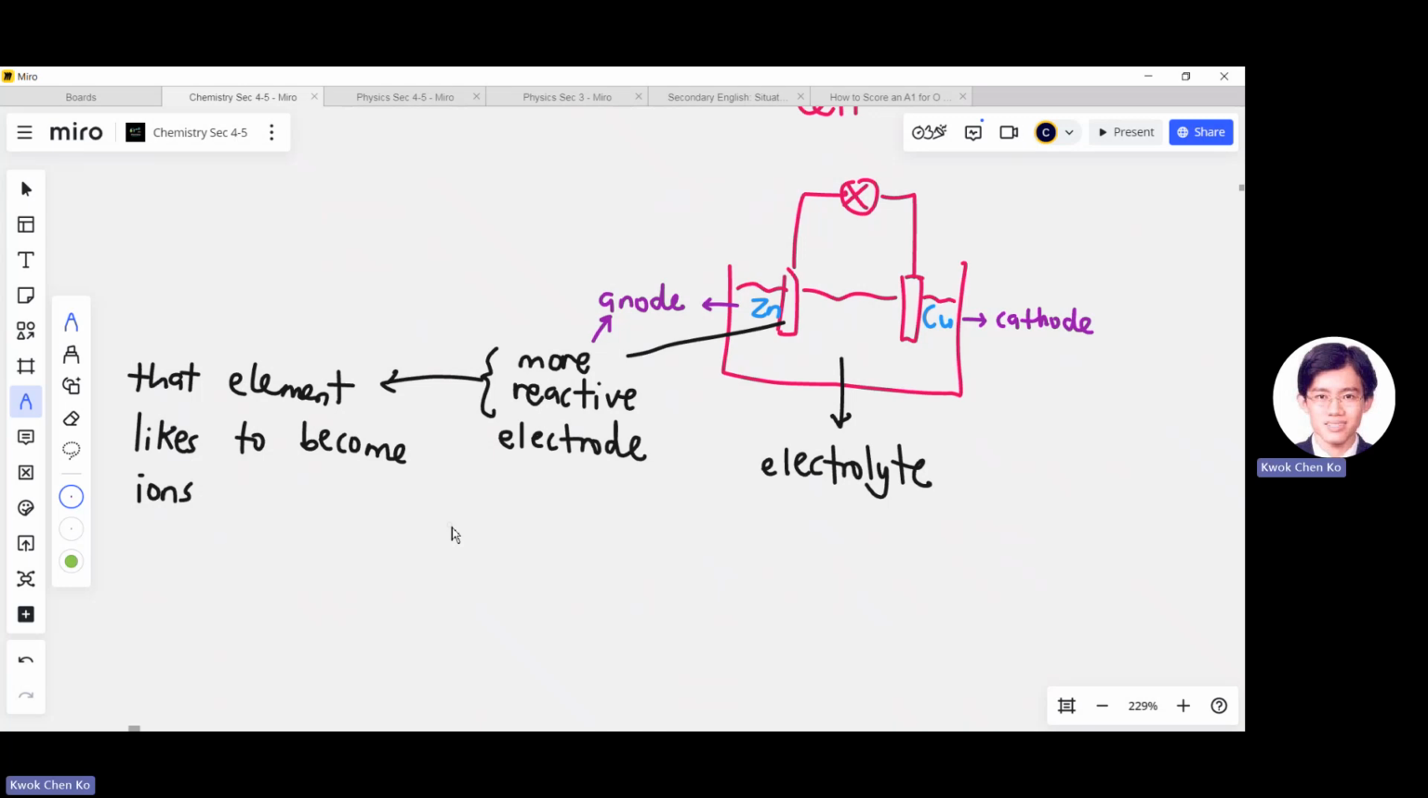Sabrina, at the anode, what reaction is occurring? Oxidation or reduction? Anode is always oxidation. And of course, cathode is always reduction, always, for all cases, not just simple cell, but for anything else.